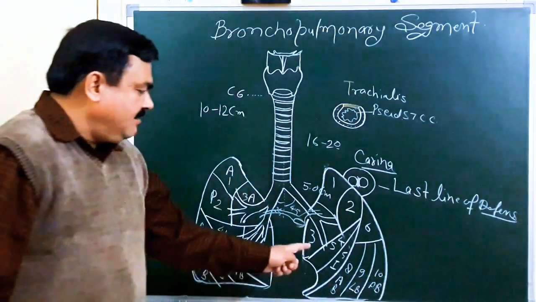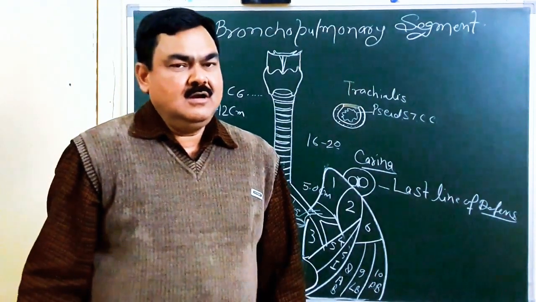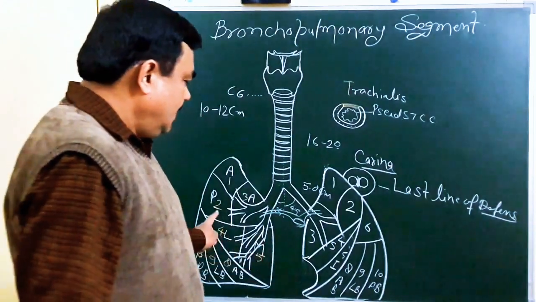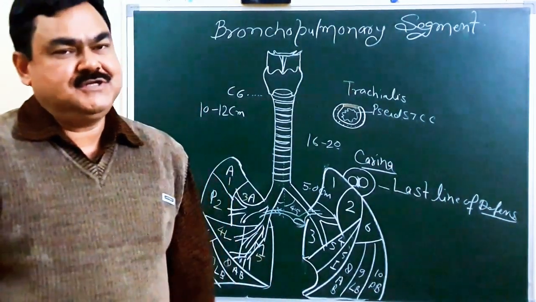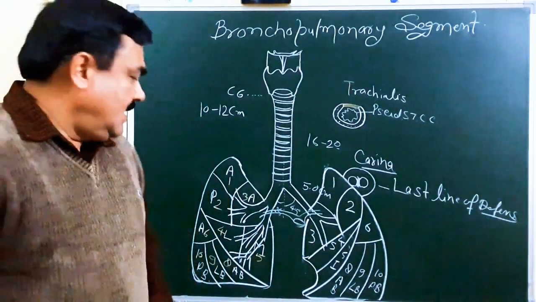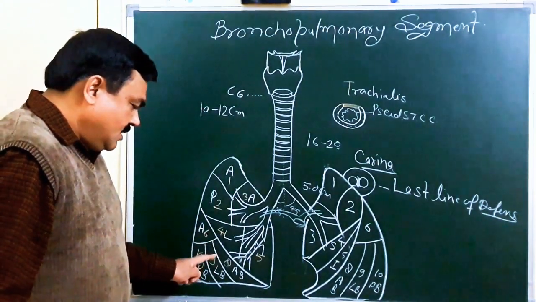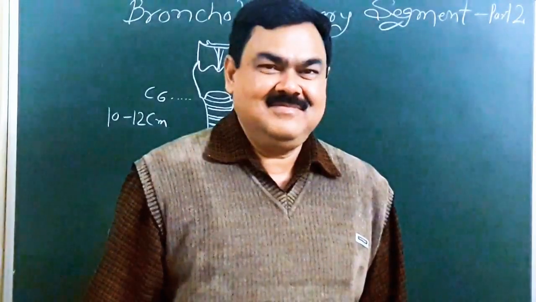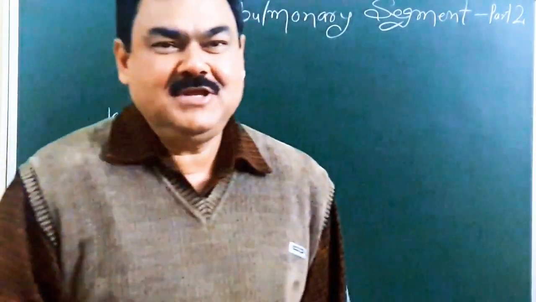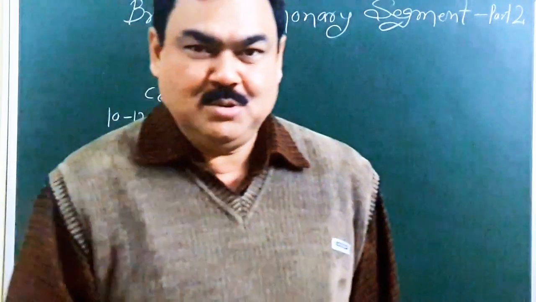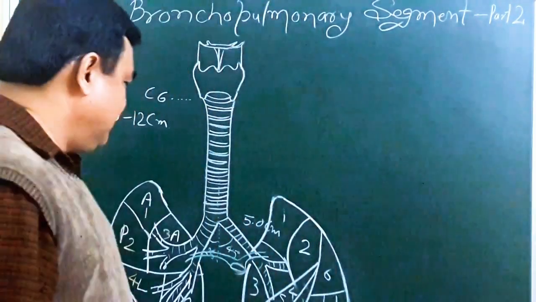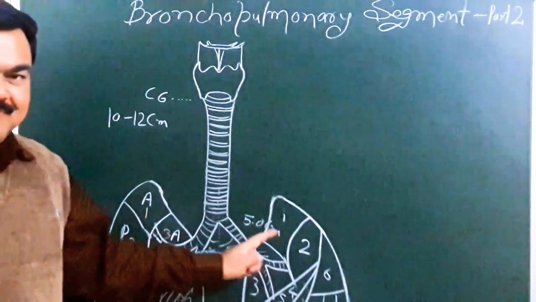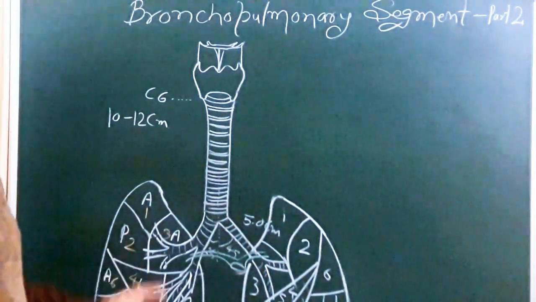So these are 10 bronchopulmonary segments present on left lung. So each lung has 10 bronchopulmonary segments. In anterior view, the 7th number is hidden. So now discuss about the bronchopulmonary segment part 2. In part 1, you have seen this is right lung, this is left lung. Each lung has 10 bronchopulmonary segments.